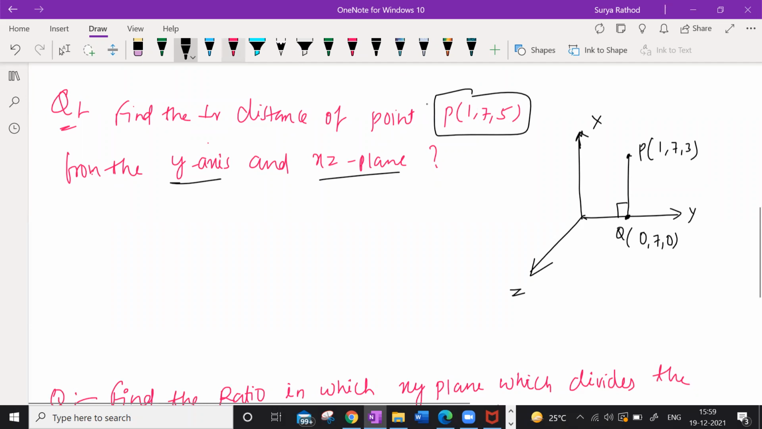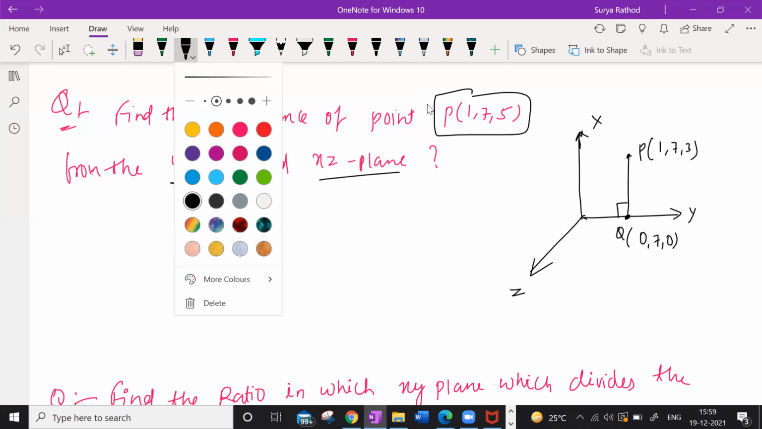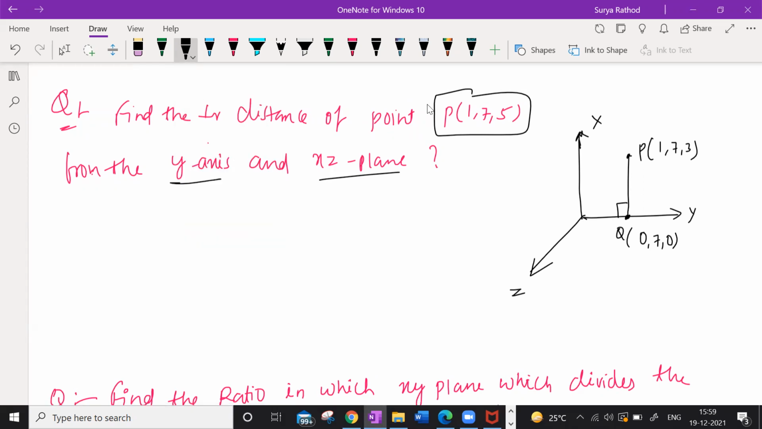So is the answer root 26? Root 26 is the wrong answer. You have calculated wrongly. But you said Q. What is the point Q here? (0, 7, 0). I thought it was the x-axis. Why? Because it's on the y-axis. Yes, sir, I didn't see the y-axis symbol.